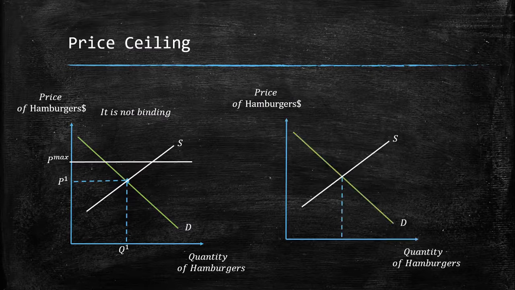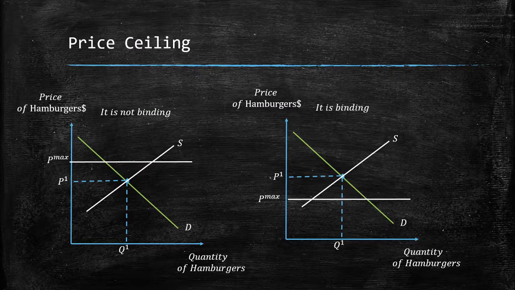On the other side, we have the case where the price ceiling is binding. It means that it changes the quantity and the price in the market. So here is the price, here is the maximum price. The suppliers cannot charge more than this price. In this case, there is a difference, which is called the shortage.